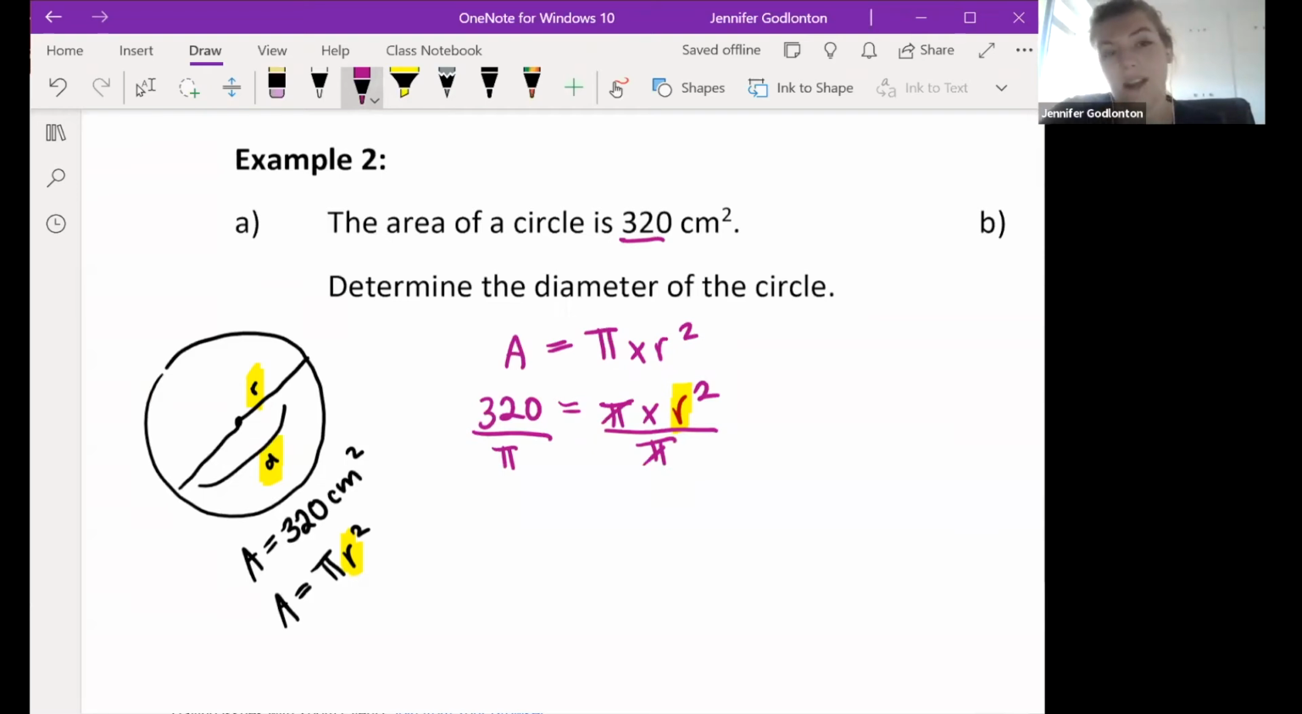I'm just going to do that on my calculator. You can actually do this all in one step, but I'm just going to show you each step as we go. So 320 divided by pi gives me 101.859, and that is equal to our radius squared. Before I carry on, is there anyone who's uncertain about what I've written up until this point? Let me know.